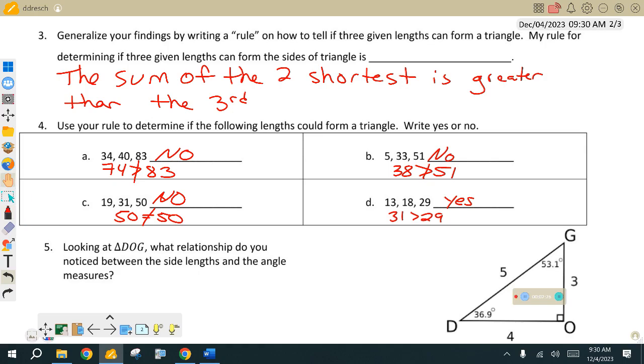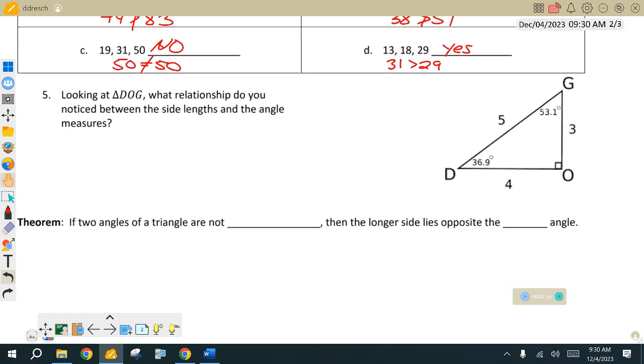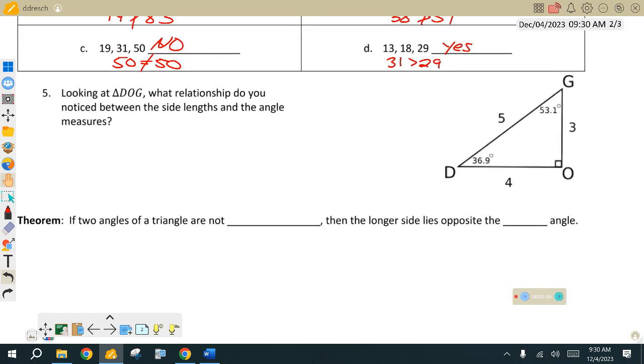Now, there's a follow-up from our triangle inequality theorem, which we've already started looking at. Back to our right triangle, of those three sides, the legs and the hypotenuse, what should always be the largest side? Hypotenuse. Why is it the largest side? What angle is it across from? It's across from the 90 degrees.